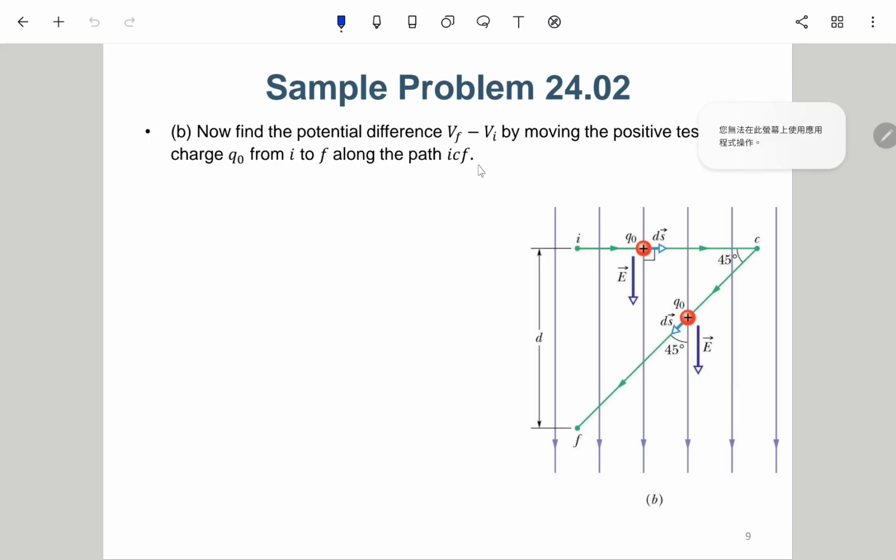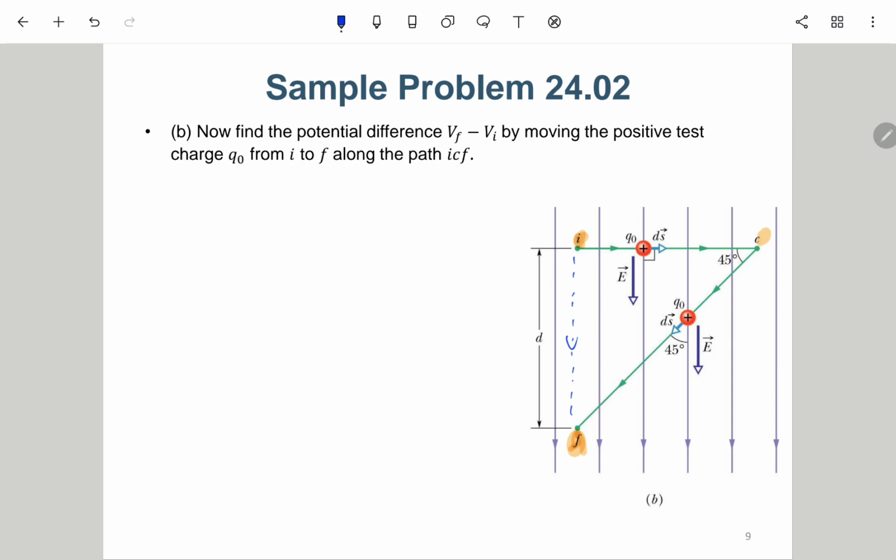Originally it is moving like this. Here we try to move from I to C to F. According to what I mentioned, the potential difference doesn't relate to the path. It only relates to the starting and end points. So we should have the same answer. But let's try to verify that.